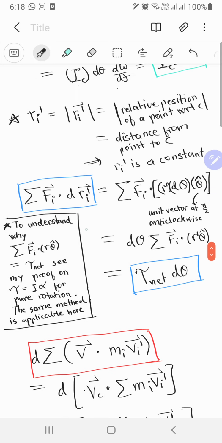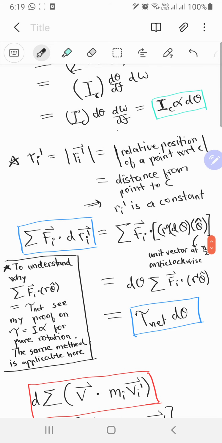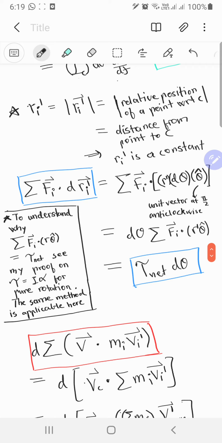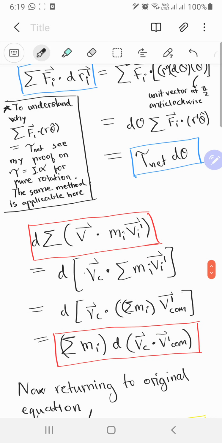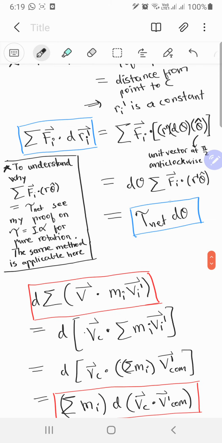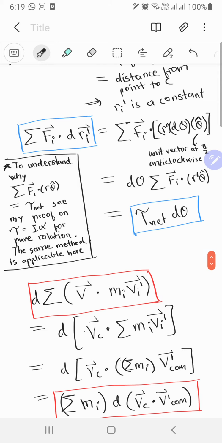So basically the whole thing is revolving around the idea that d ri dash bar is perpendicular to the actual vector, which is ri dash bar. And so this theta bar basically represents the unit vector which is at pi by 2 anti-clockwise angle from this vector ri dash bar. Okay, so then we can write it like this, and then this complete thing is basically the net torque. So you have to use the same method that I did in my last proof.